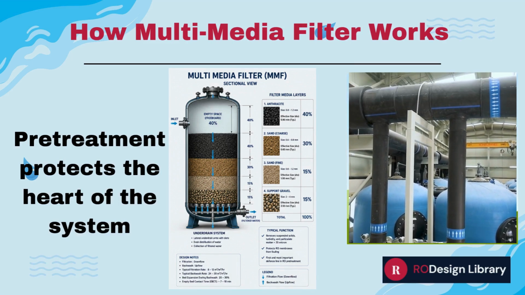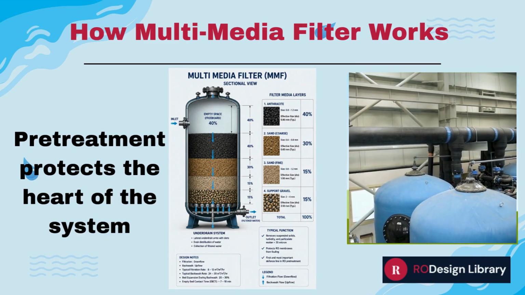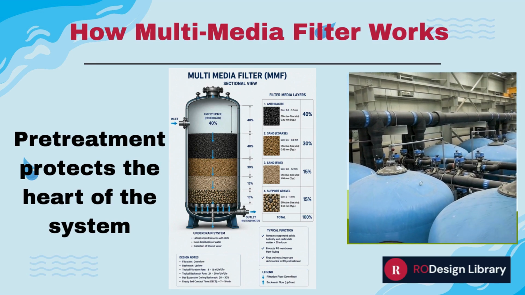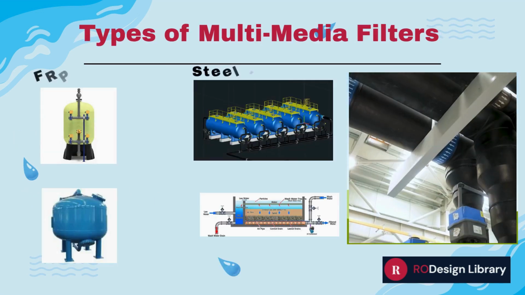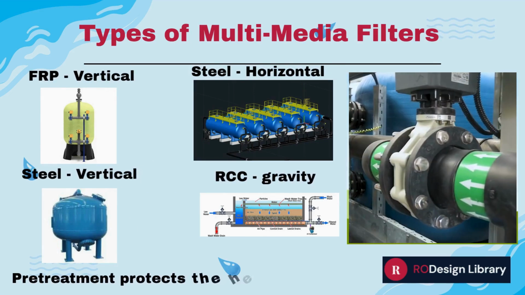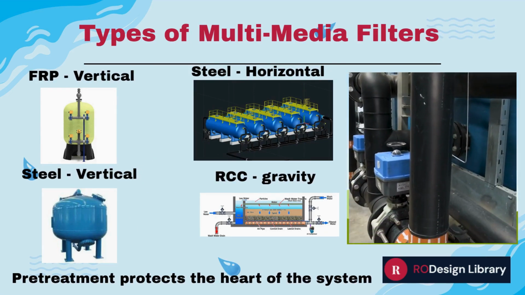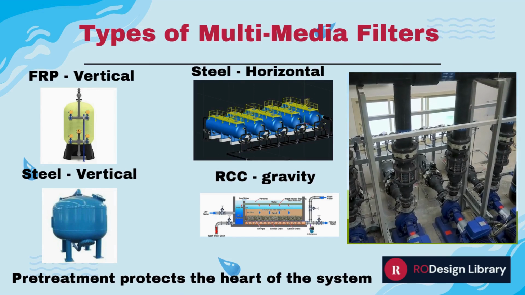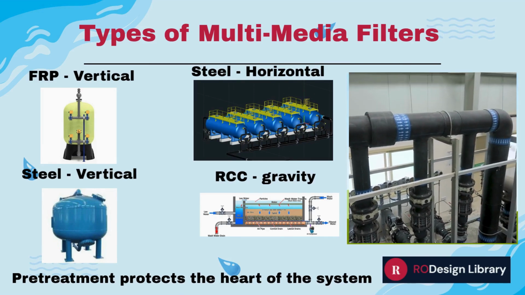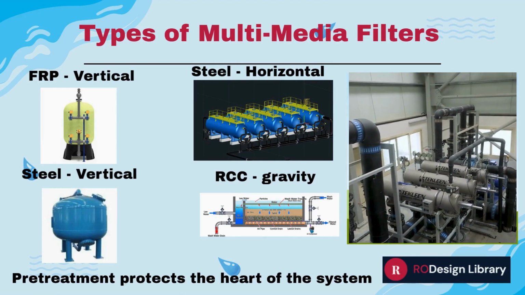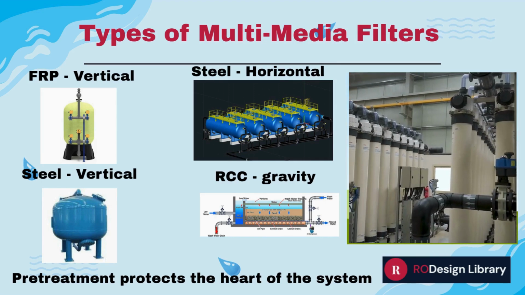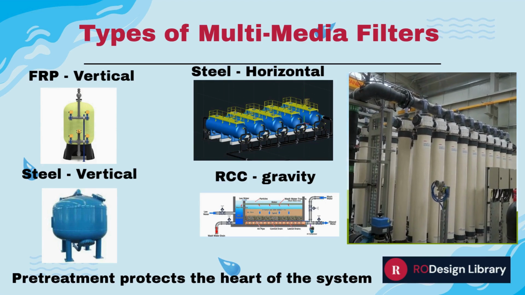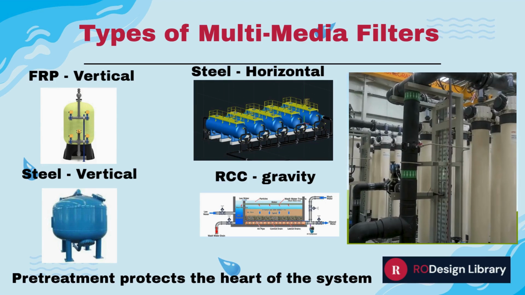In case of the sand filter only, 40% anthracite is replaced by 0.6 to 0.8 mm quartz sand. Common types include vertical FRP filters for lower flow rates, 1 to 200 cubic meters per hour, vertical steel filters, 200 to 1000 cubic meters per hour, and horizontal steel media filters or gravity filters, 600 cubic meters per hour onwards.